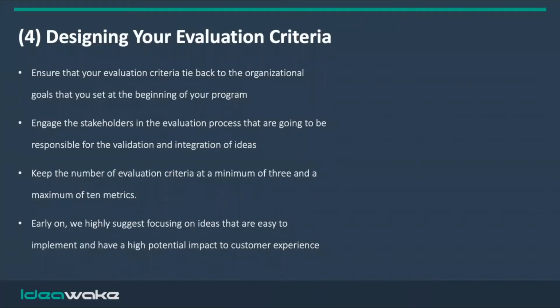In order to design your evaluation criteria, what we want to do is ensure that your criteria tie back to the organizational goals that you set at the beginning of the program. Once again, that's making sure that you have alignment between the business unit who's going to be integrating it, along with the company goals and your innovation team goals if possible. This would just be for the first round. Obviously, over time, you want to make sure the goals of your innovation team are in alignment so that you continue getting funding yourself.